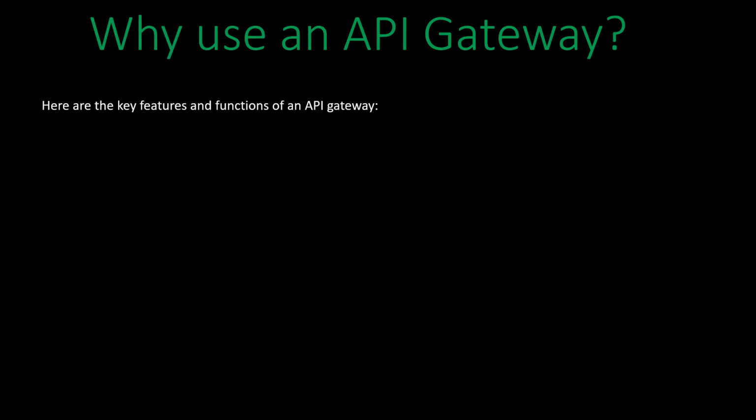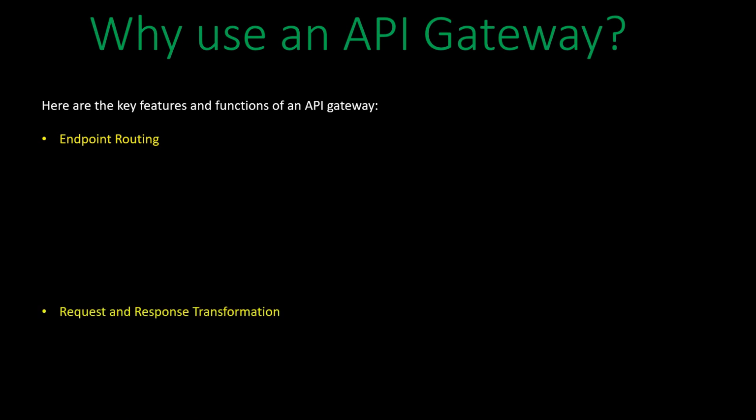So why use an API gateway? What features does an API gateway provide? Here are the key features and functions of an API gateway. Number one, endpoint routing. The API gateway manages the routing of incoming requests to the appropriate backend services based on predefined rules or configurations.